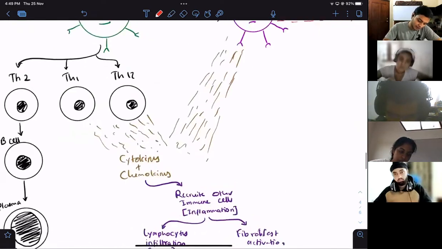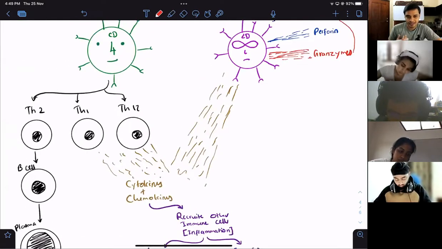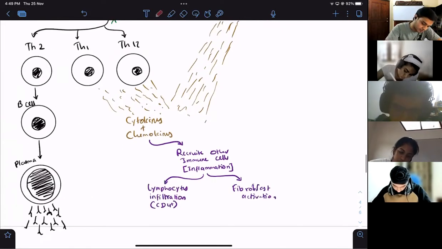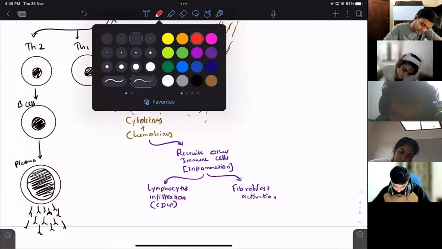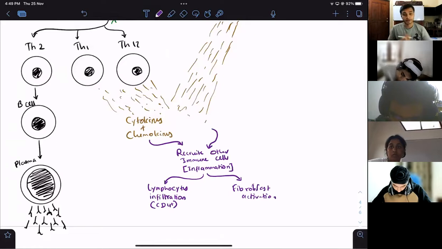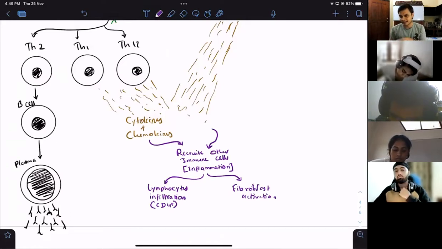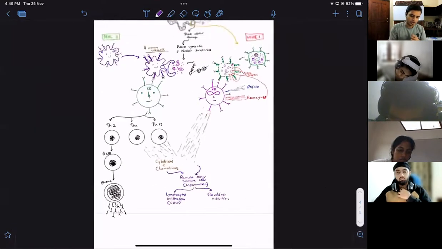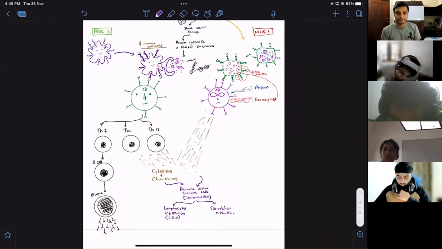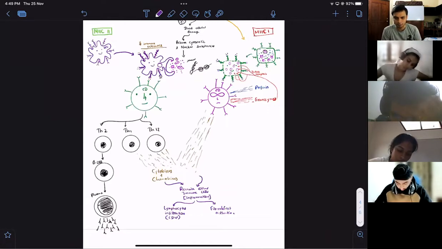Now, apart from that, don't forget some other cytotoxins, cytokines and chemokines can also be produced. They will also help, so you all can put it like that. They also will help recruit these other cell types. Lymphocytic infiltration, fibroblast activation, all of these will play the role together with the cytokines and chemokines released from the CD8 plus T cells as well.